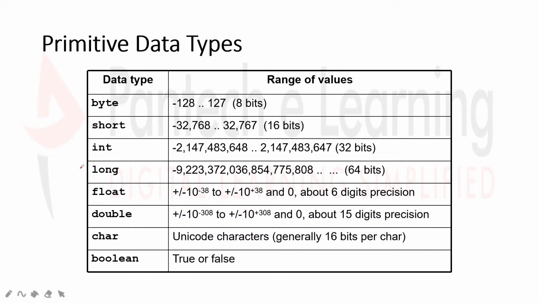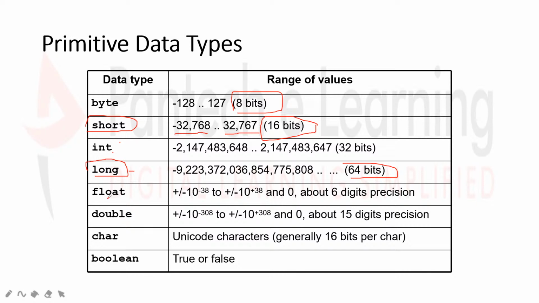We use the primitive types only within these ranges. Byte ranges from minus 128 to plus 127, and it has 8 bits of storage space. Short is another data type, ranging from minus 32,768 to 32,767, that is 16 bits. Integer is 32 bits, and we also have long integer, which has 64 bits.